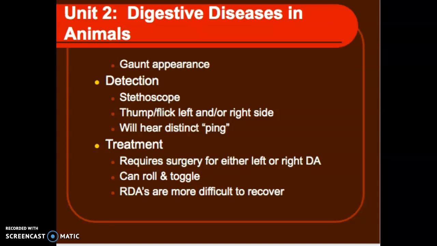There is also a method called roll and toggle, where you actually roll the animal upside down and then use the gas that's in the abomasum to help bring the abomasum back to its proper position. Then you basically stick a needle with some suture right through, catch the bottom of the abomasum, and suture it to the belly. I've seen veterinarians that do that, and they're very talented at it. It's much less invasive, and for the ones that are good at it, their success rates are equal to those that do surgery.